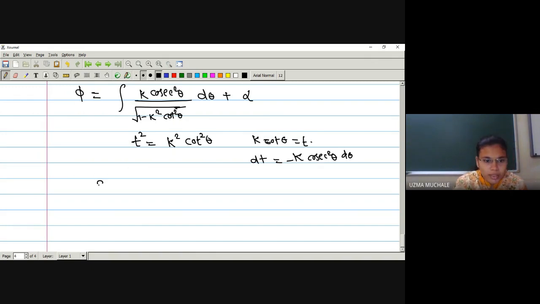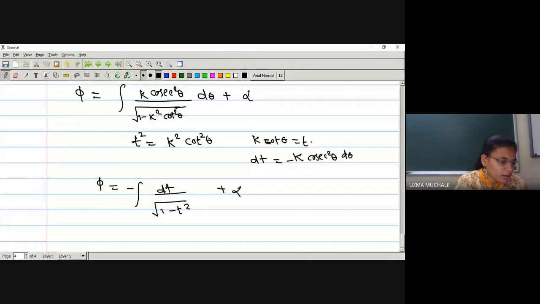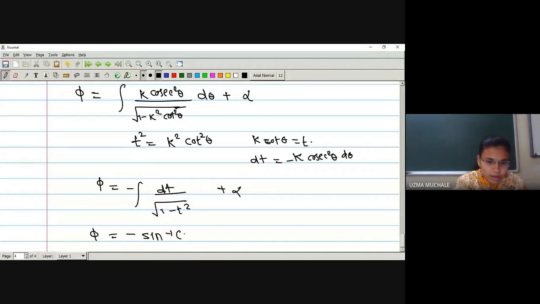Again come back. It will be phi is equal to the integration. The value of this term we are going to find out, as it is with negative. So this k cosec square theta d theta will be nothing but minus of dt divided by under root of 1 minus t square, and this constant alpha as it is. Now can you tell me what is the value of this integration? Sin inverse. Correct. So it is nothing but sin inverse of t plus alpha.